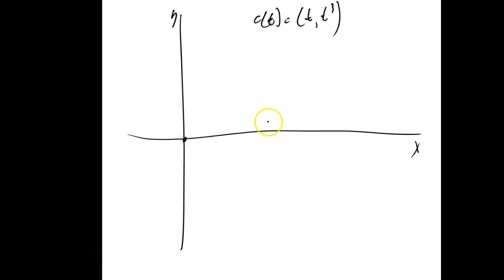Give me another t. 1. Okay? They're going 0 to 1, so we'll do this is 1, that is 1, and that is 1. Okay? So, what's your x component? 1. And what's your y component? 1. So we're up here.